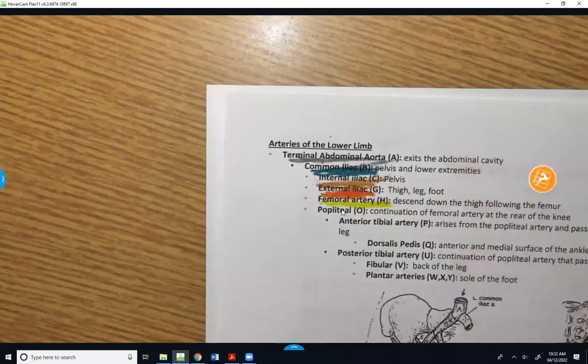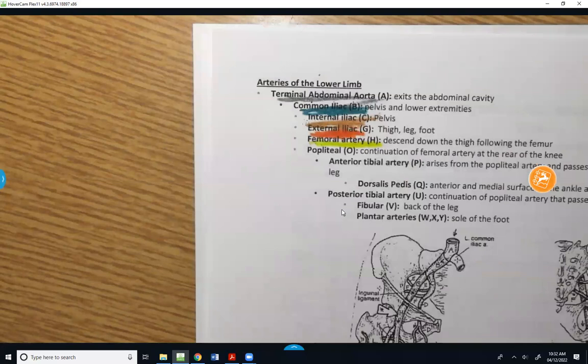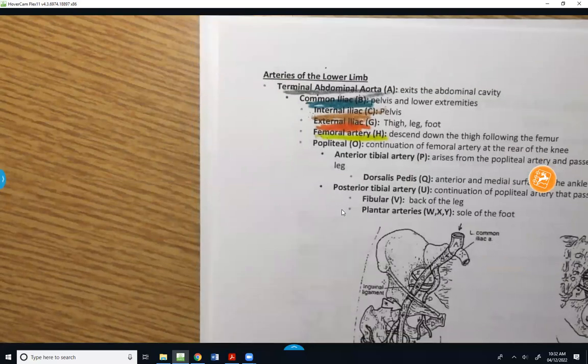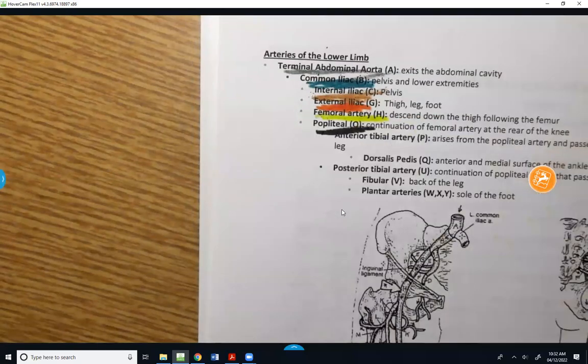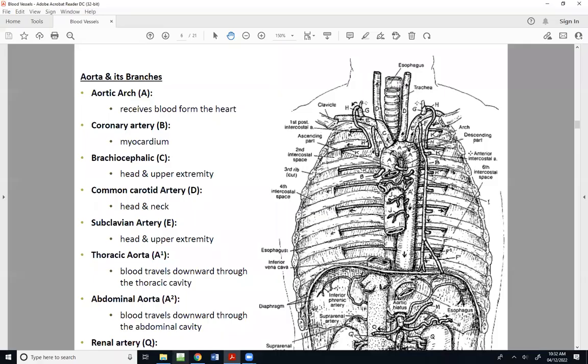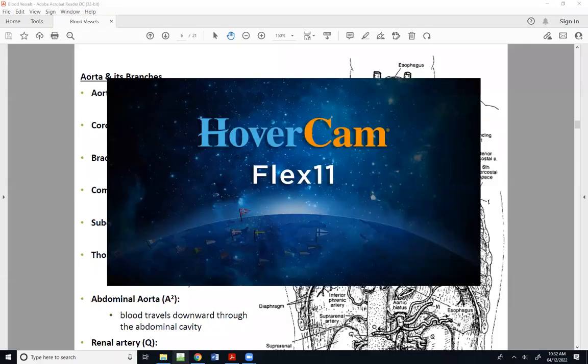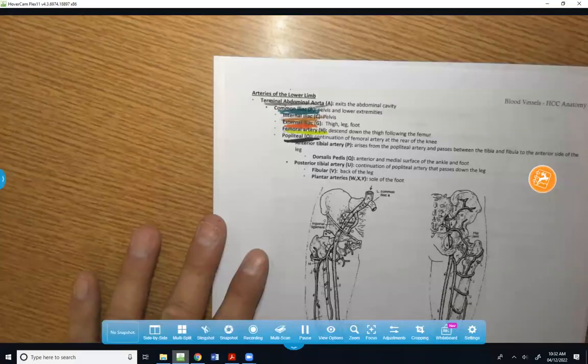And then when it passes behind the knee, it becomes known as the popliteal artery, which I will color black. Did it freeze again? Yeah. Okay, let me reopen it. Did that fix it? Yeah. Okay.